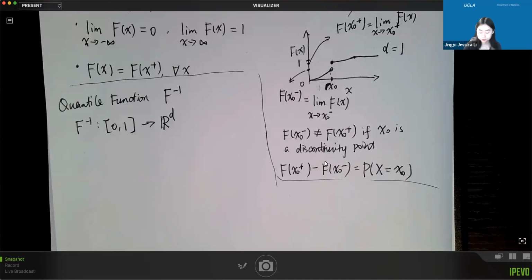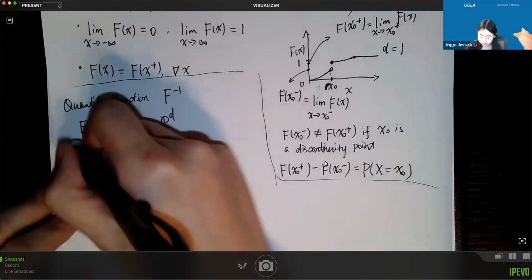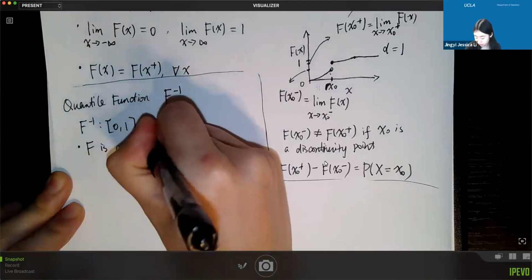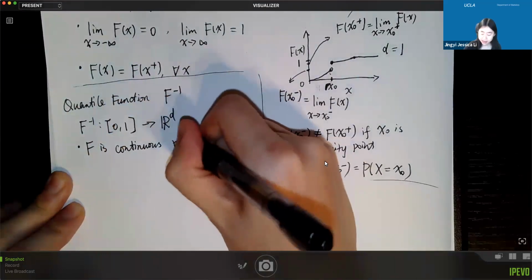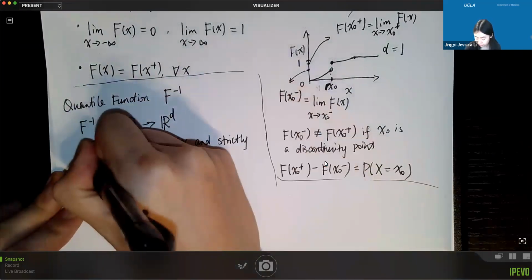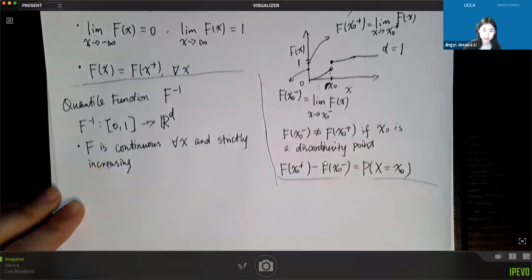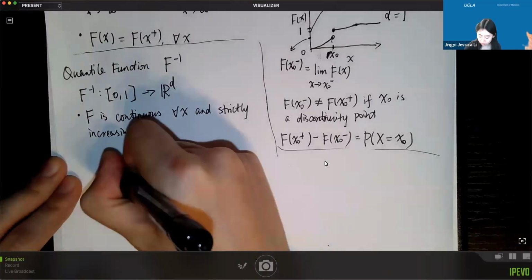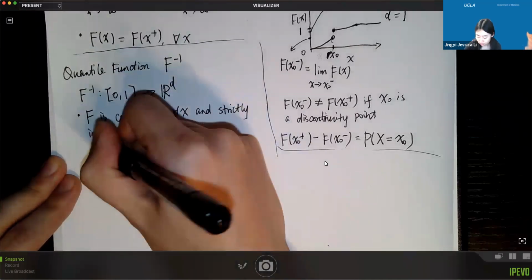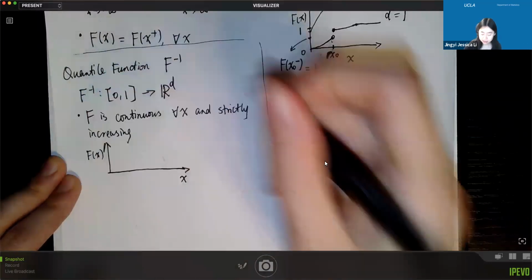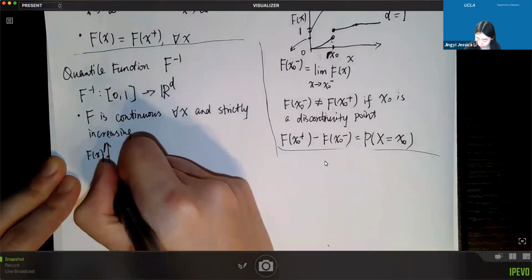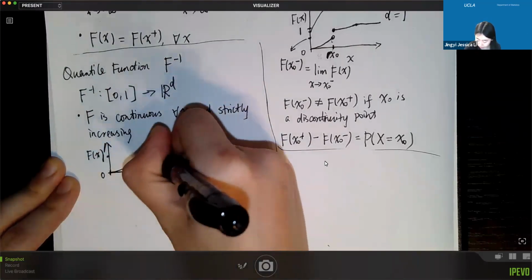Whenever F is continuous, it's quite simple. Let's talk about three cases. First, F is continuous everywhere for all x and strictly increasing. This is the case we're most familiar with, like the Gaussian distribution that gives us this CDF. Let me give you a very simple example. Let's say 0 is here, 1 is here, and my X takes values in this interval. It's strictly increasing from 0 to 1.